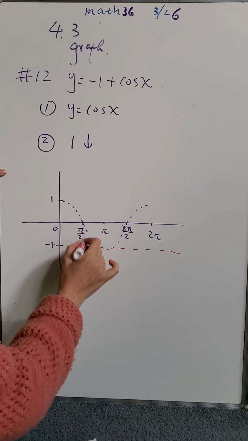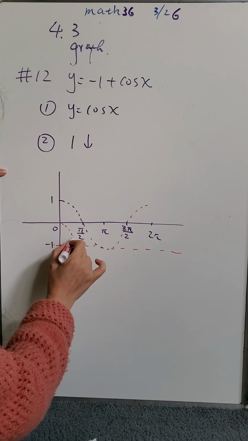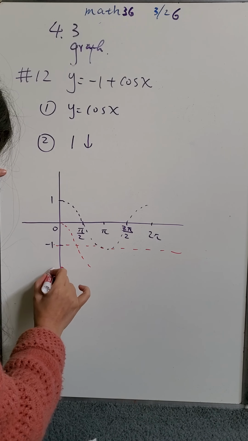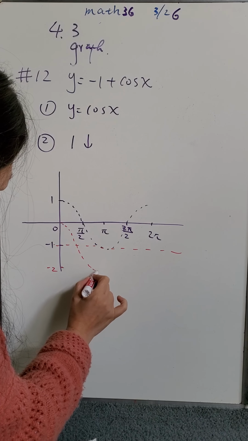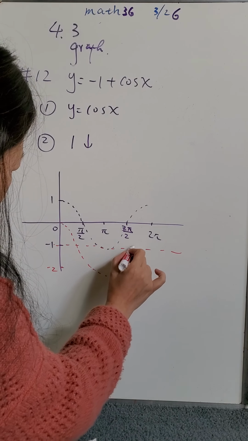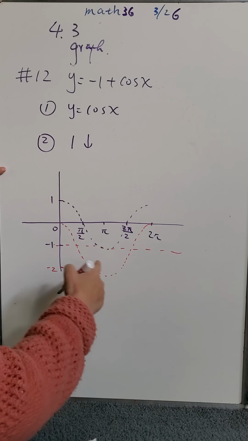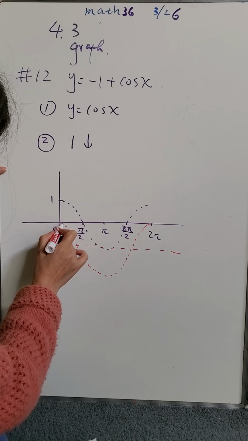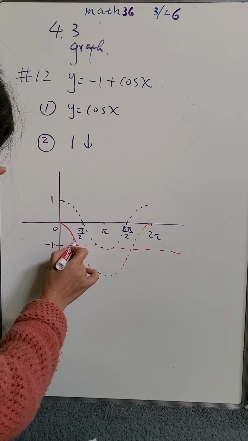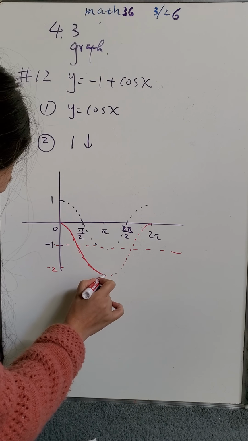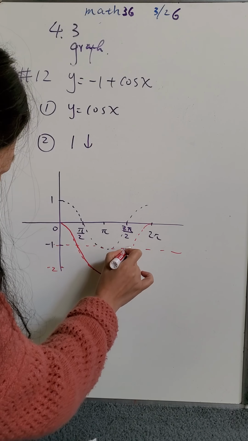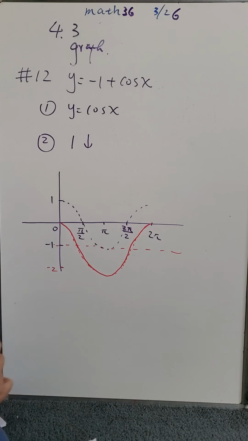And now this is the picture. It comes down by 1 unit, so this becomes negative 2. And then it touches this point. Once you see it's close to it, then you can just start with a solid line. So that's how you do these problems. Okay, number 12. The next problem to do is number 14.